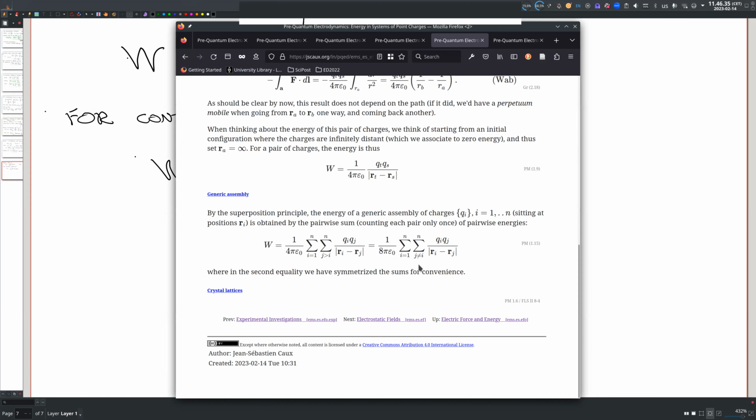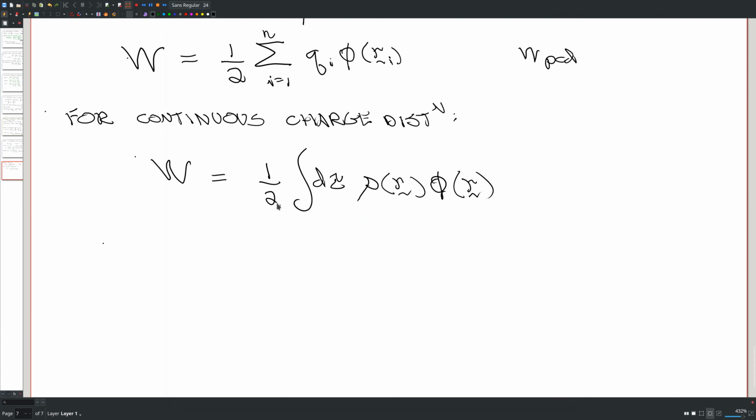It seems like you write a sum over both Q1 and Q2, and also Q2 and Q1. Which is why it's 1/8 pi instead of 1/4 pi, because in the second equality here we have symmetrized the second summation. Very good. Okay, that's why there's a half here, because you count it twice.